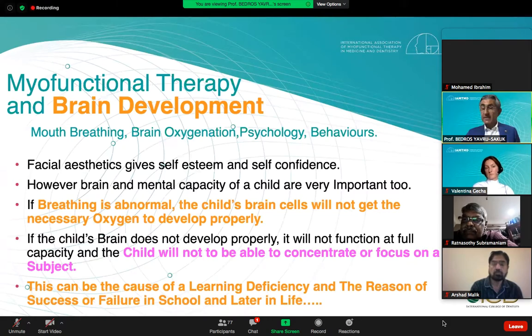If breathing is abnormal and difficult through the mouth for the child, the brain cells of the child will not get the proper amount of oxygen to develop properly. If the brain does not develop properly, it will not function at full capacity. And the result is that the child will not be able to focus on a subject. And this can be the cause of a learning deficiency and also the reason for the success or failure in school.